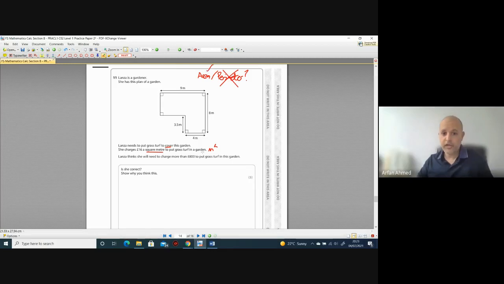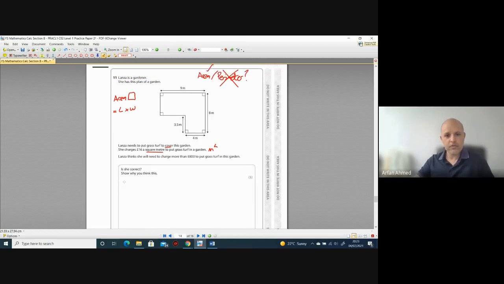Yeah, so if you start working out the perimeter for this question, that's completely wrong, you won't get any marks for that. So how do we work out area? Well, we know how to work out the area of a rectangle. Area of a rectangle is length times width, but this is not a rectangle. This is an L shape.